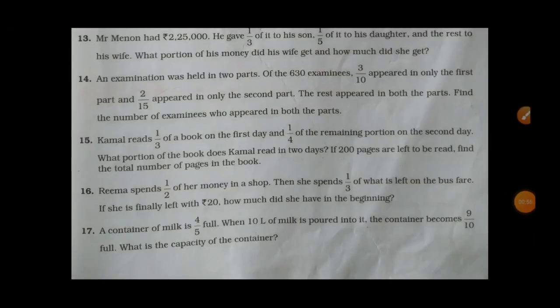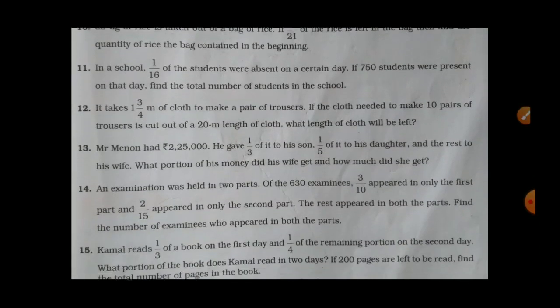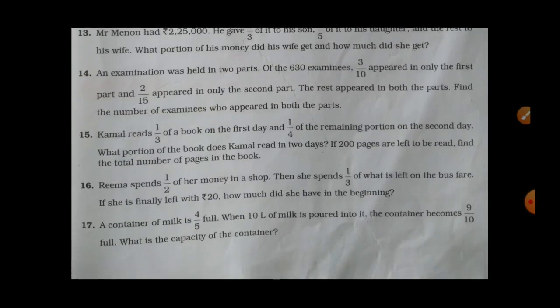Students, this question number 16 is the same as question number 10. Okay, students, try it yourself. Come to the next, 17.